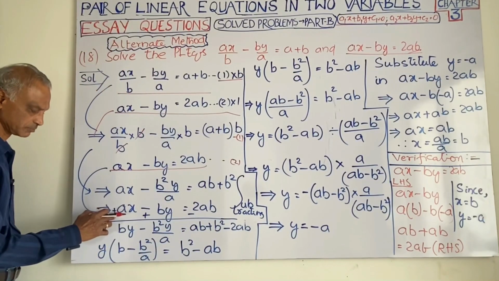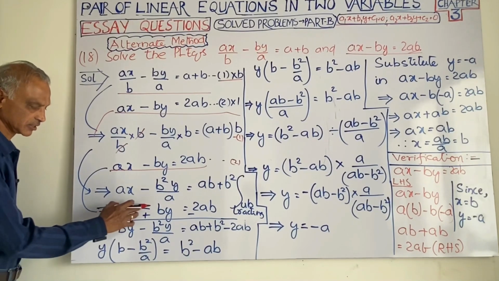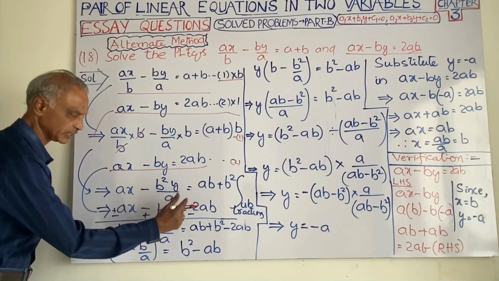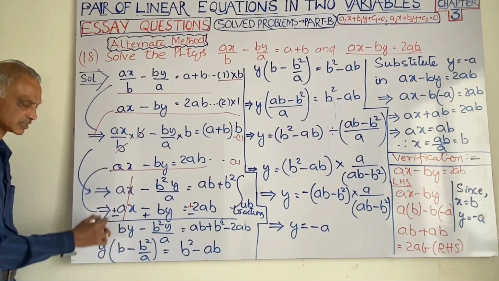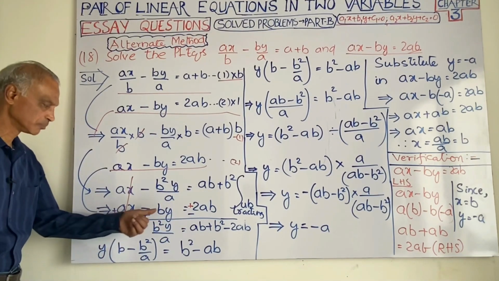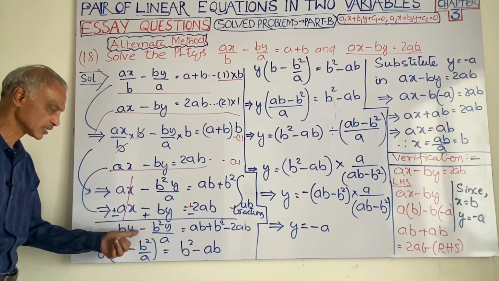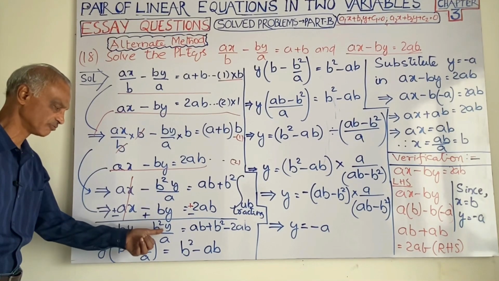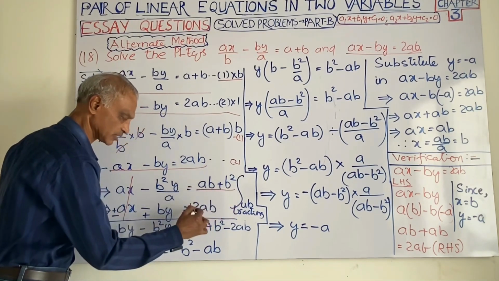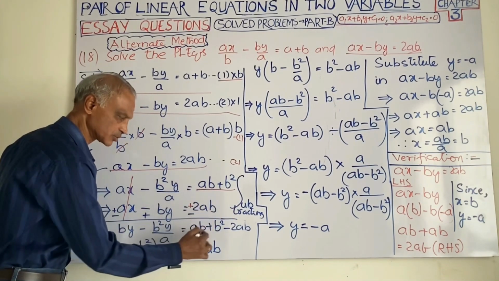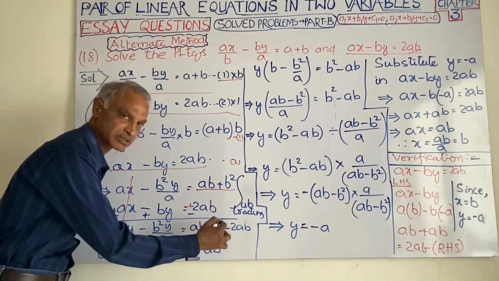Plus ax becomes minus ax, minus by becomes plus by. Plus ax minus ax cancel. We will get by plus b square y by a is equal to ab plus b square minus 2ab.